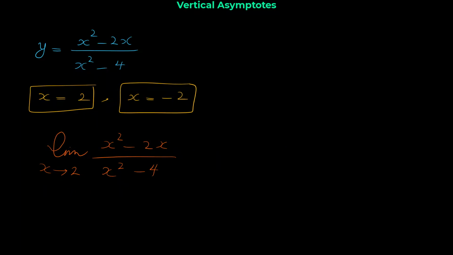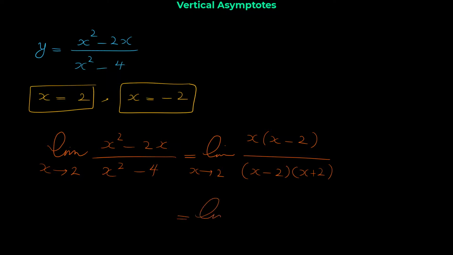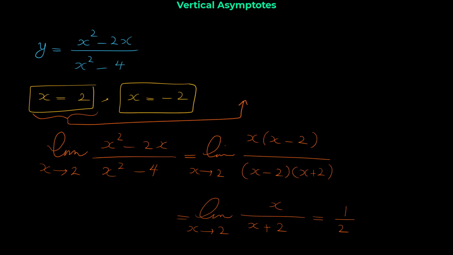For finding this limit, first we try direct substitution. But if we plug in 2, the numerator is 0 and the denominator is 0. So direct substitution doesn't work, so we think of other methods. We factor the numerator and also the denominator. x minus 2 cancels. What remains is the limit of x over x plus 2 as x approaches 2, and the limit is 2 over 4, or 1/2. As you can see, the limit of the function when x approaches 2 is not infinity. So this means that this is not a vertical asymptote.